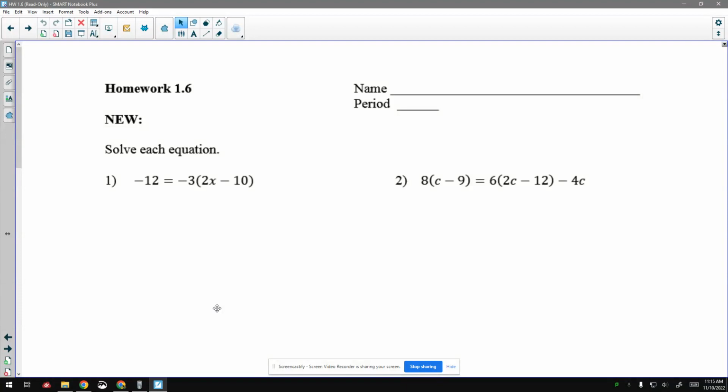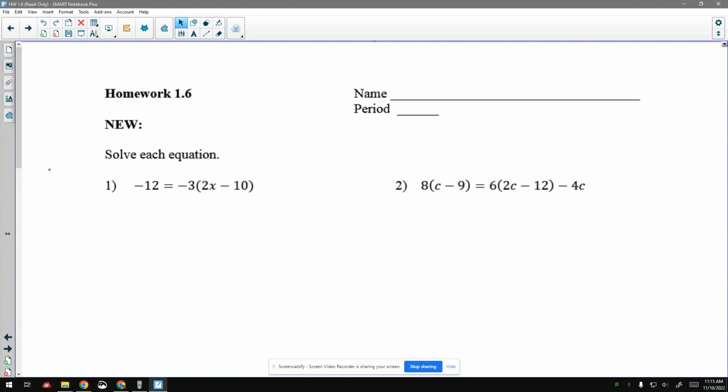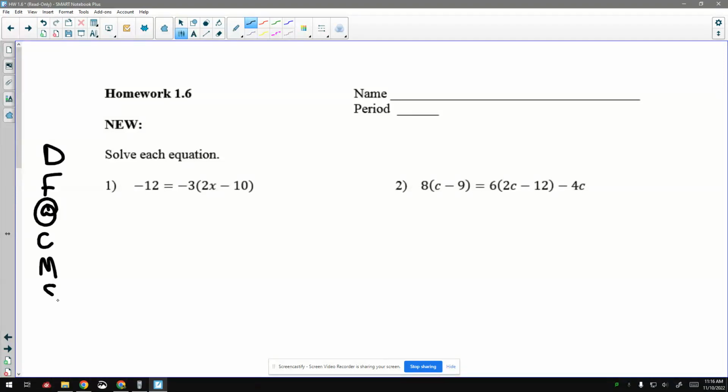Here I go. Number 1, we have added distributing to our list of things to do. We're going to distribute first. -12 equals -6x. Be careful here. This is a -3 times a -10. That's plus 30. And now I'm already down to a 2-step. There's no fractions, no like terms to combine, and no variables on both sides. So now I'm simply at a 2-step.